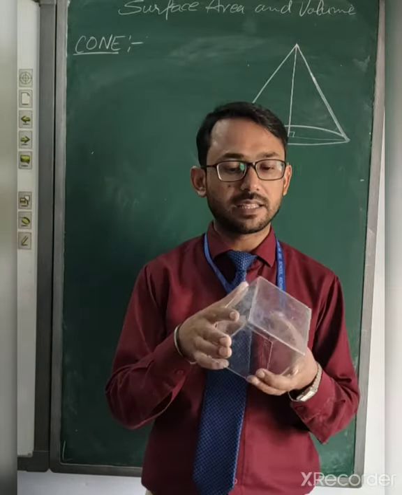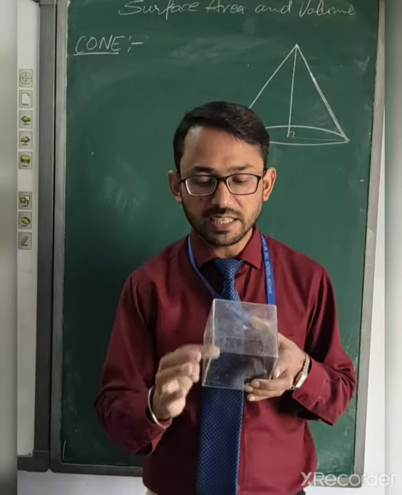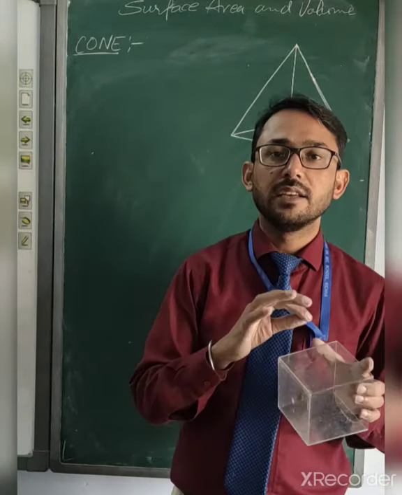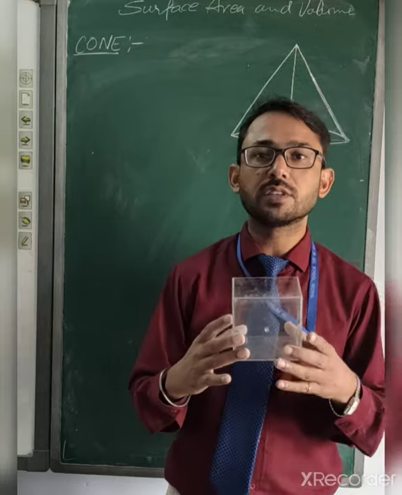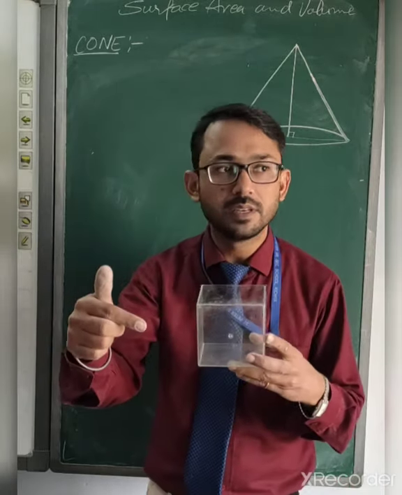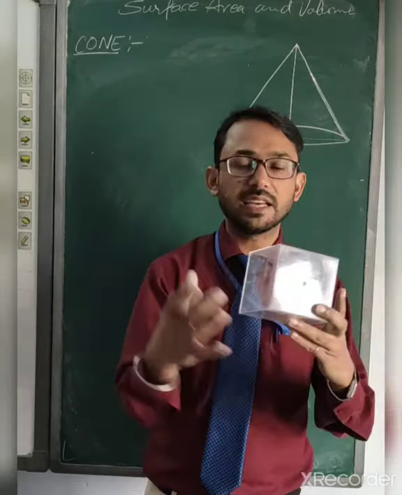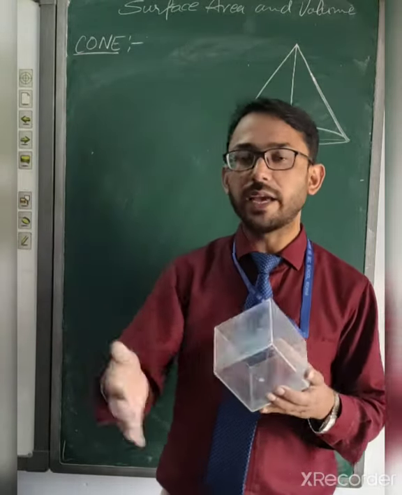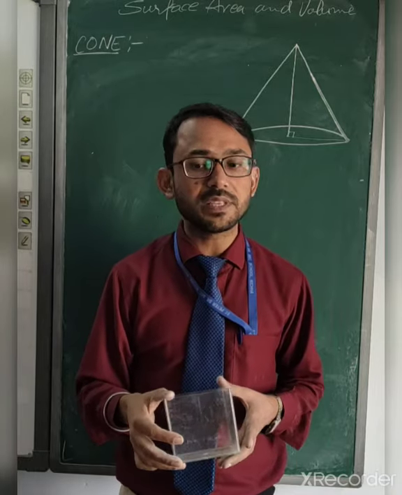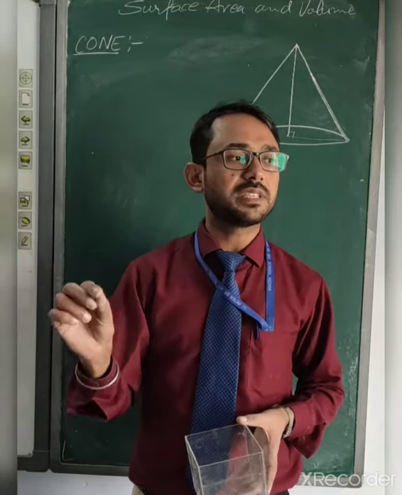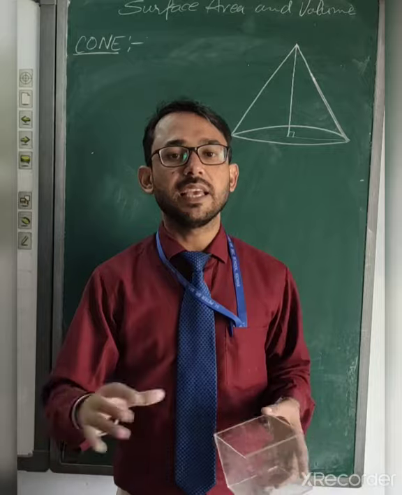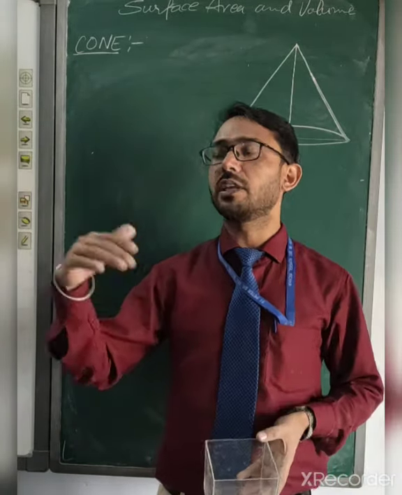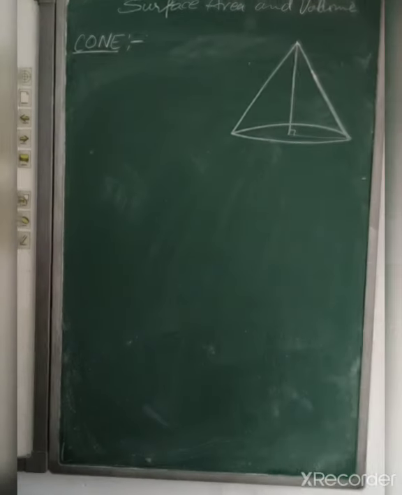Yesterday we did the cube. A cube is a three-dimensional figure with each and every side equal. Its volume was a cube. Its curved surface area, the area of 4 walls, was 4a square. And its total surface area was 6a square.